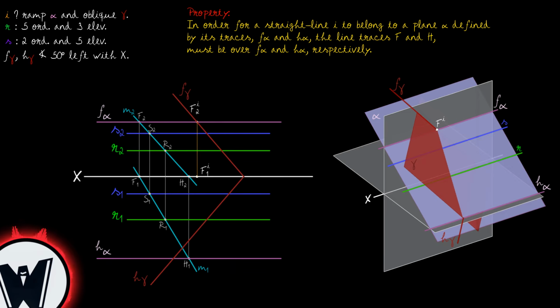Since point F is a frontal trace of the line I, that is a point belonging to the reference frontal plane, it does not have ordinate, and so F1 is at the x-axis. The same goes for the horizontal projections. The intersection straight line can now be fully defined by its two projections, I1 and I2. The straight line I is the intersection between planes alpha and gamma, because it contains 2 points that belong simultaneously to both planes.